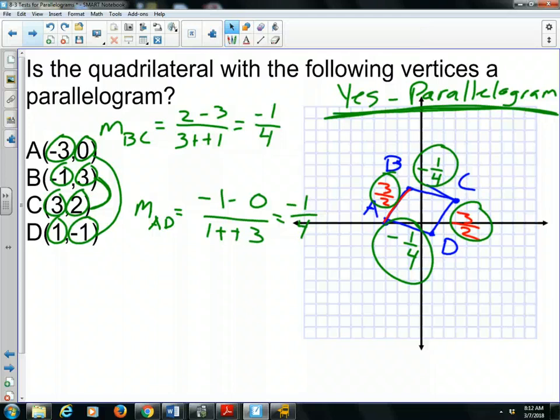So 2 ways to prove that a quadrilateral is a parallelogram: find the distance of all 4 sides, or find the slope of all 4 sides and compare them. Let me know if you have any questions when you get to class tomorrow.